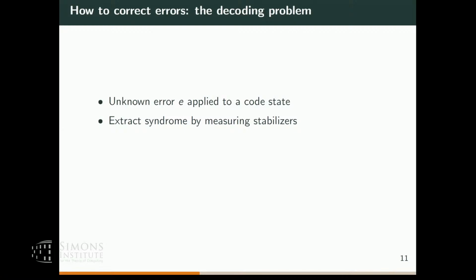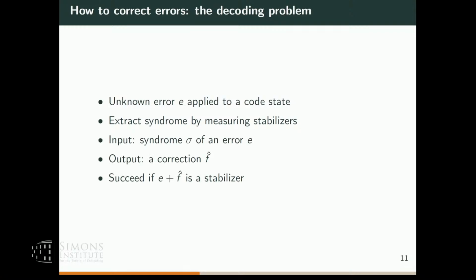Okay, so in the setup of a decoding problem, we assume that we have some encoded state and we're doing computation on it, or we're just keeping it as storage. But then some unknown error is applied to the state. So we measure the stabilizer generators, and that allows us to extract the syndrome. The syndrome is just the classical bit string saying which stabilizers anti-commute with the error. We input that into a classical algorithm, which will then output a correction f hat. And we say that the decoder succeeds if E plus f hat takes you back to the original code state. In other words, if it is a stabilizer.